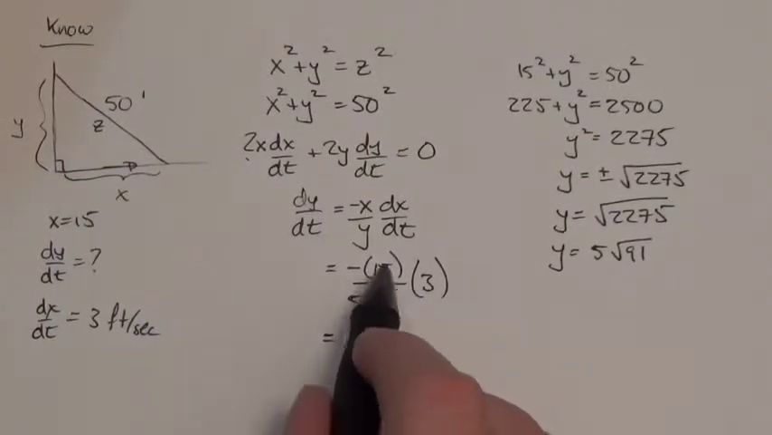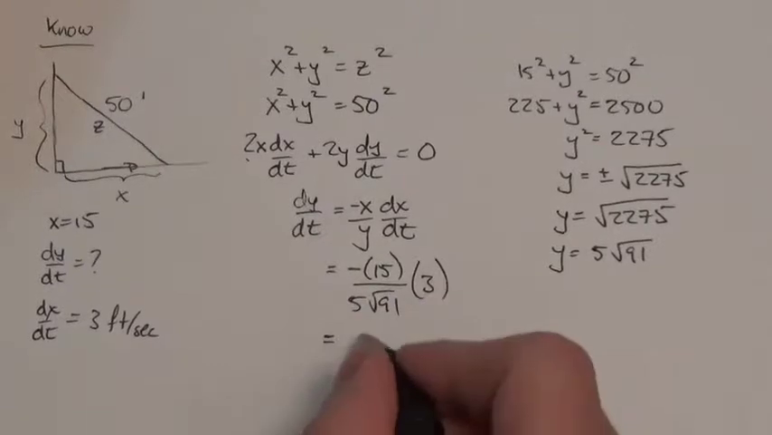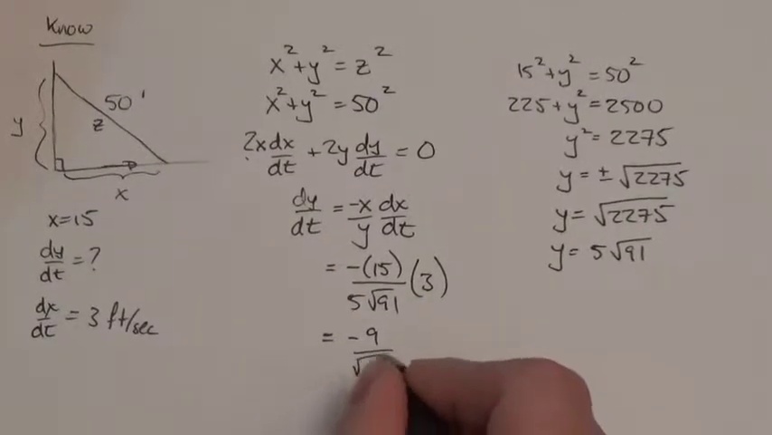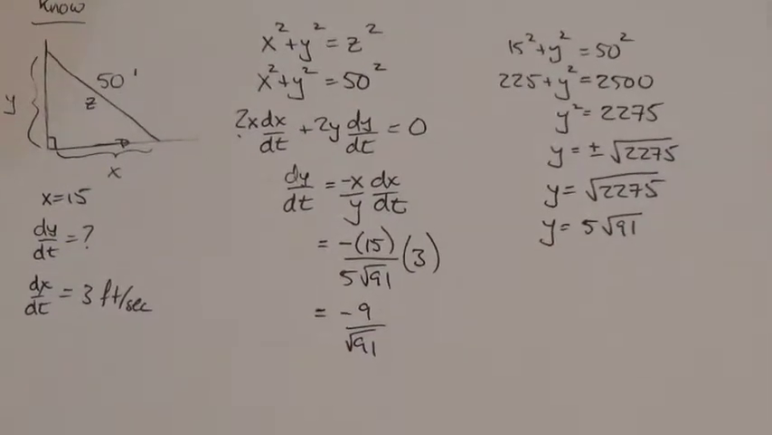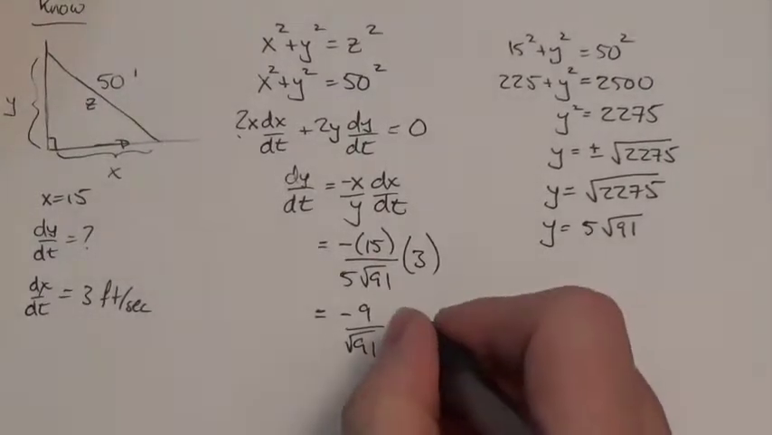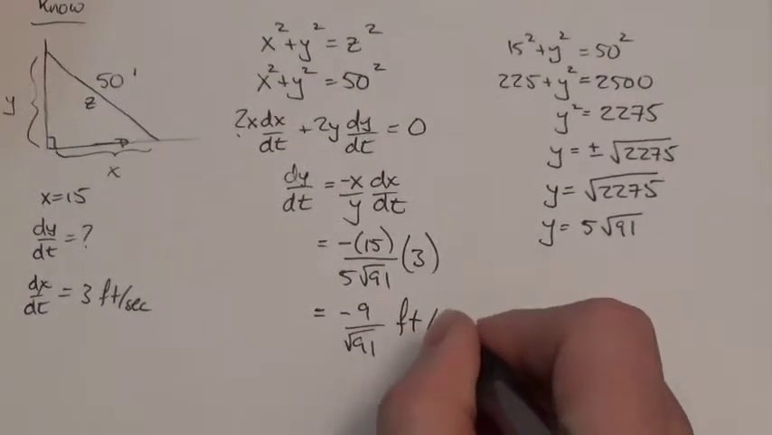Well, not a whole lot here. The 15 divided by the 5 will be 3, so in the numerator I'm going to get negative 9 over root 91. And what's that going to be? That's going to be feet per second.